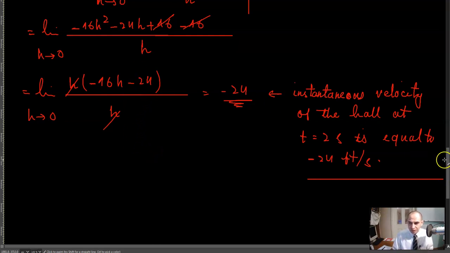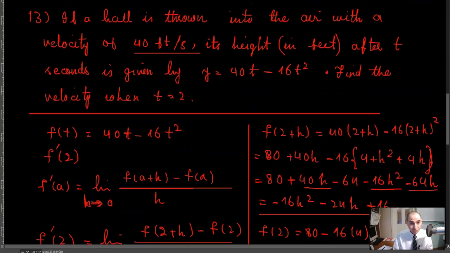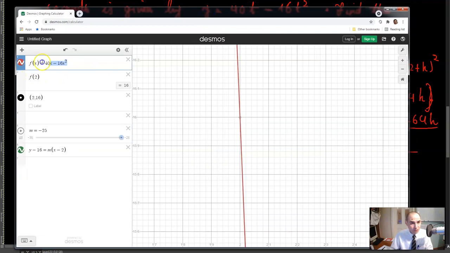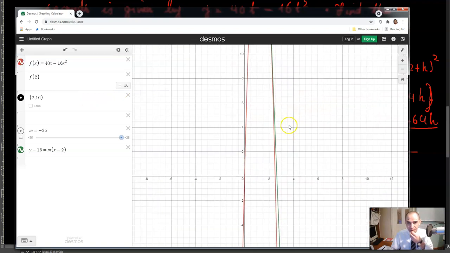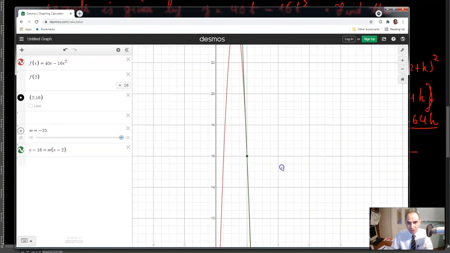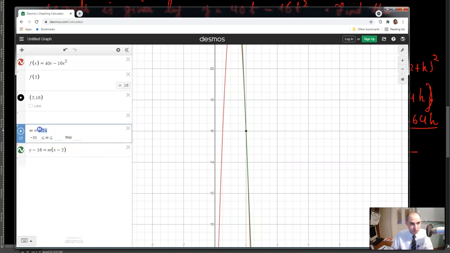Now, of course, we can test this idea as well, meaning that the function that we had was 40 times t minus 16 times t squared. Let's take a look at this function as well. Using Desmos, for example, you can see that the same function, 40 times t minus 16 times t squared, is this function over here, right? Now, if I set this to negative 24, this should be the correct slope for the line, right?